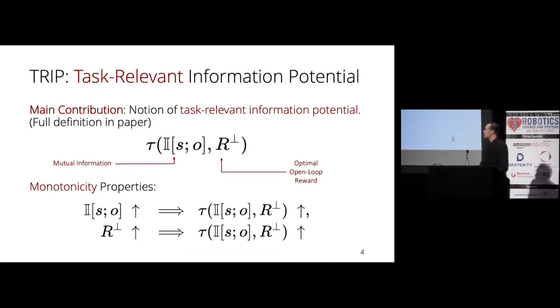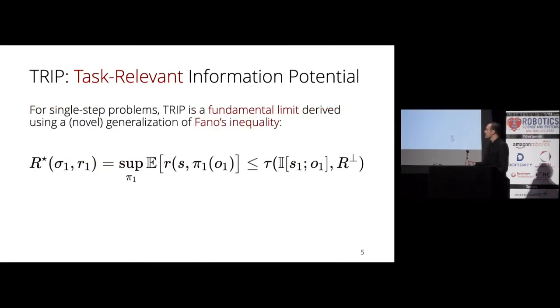To do this, we introduce a new quantity that we refer to as the task relevant information potential, or TRIP. The definition of this quantity is a little bit too complicated to fit into a 5-minute talk, but it is a function of the mutual information between the robot state and observation, and also the optimal open loop reward achievable on a given task. Importantly, the TRIP is monotonic in both of these quantities, which captures the intuition that if the task is easy to perform in the open loop setting, then you can achieve better performance.